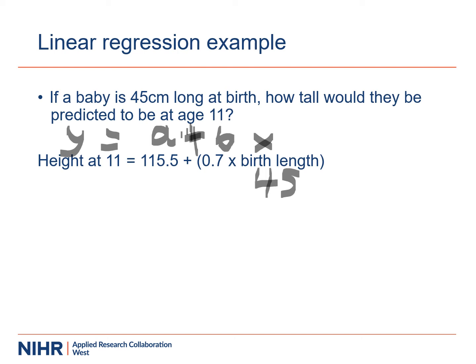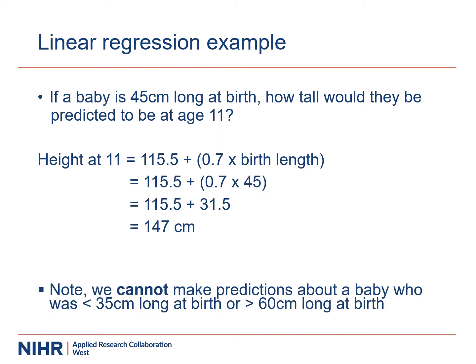Okay, we'll move on to going through the problem. So here you can see the steps for our equation. Y equals a plus bx. So you substitute in 45 as your x, or your birth length, and by order of operations you do the multiplication in the brackets first. So you get a value of 31.5, and then you add them together and you get your predicted height for a child at age 11 who was a baby at 45 centimeters at birth. So that's your y, your predicted y.